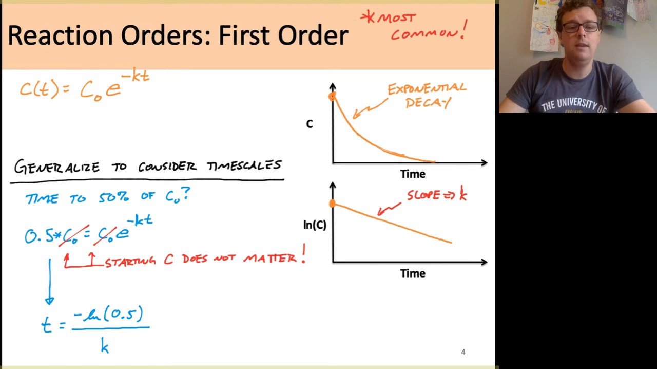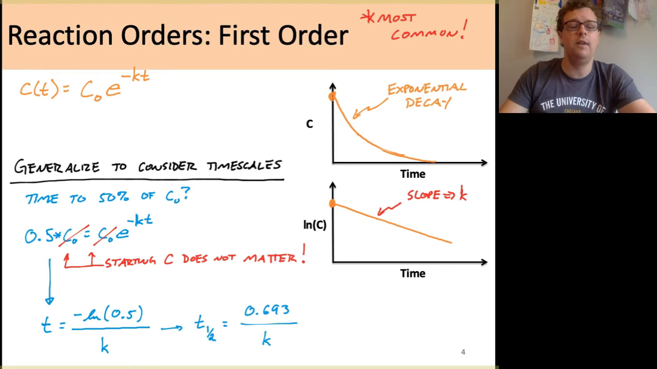And what that actually means is that the initial concentration doesn't matter. These characteristic timescales are really useful to us because it doesn't matter what the starting concentration is. It will always take the same amount of time to remove half of that concentration, or to drop concentration by 50%. So we can do some algebra magic and turn this into an equation that says time equals minus the natural log of 0.5 over k.